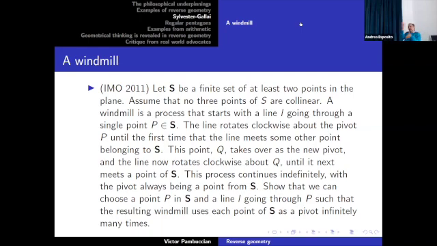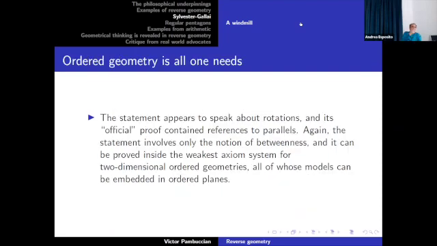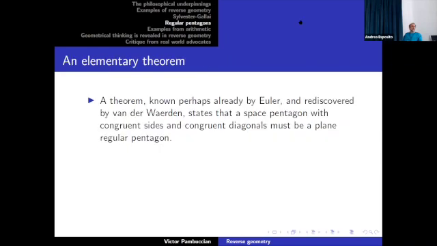Obviously, if it goes once, it will go indefinitely many times. Now, you'd think that this has something to do with rotation and who knows what. Well, you can rephrase all this in ordered geometry and prove it, which is what I did in the paper. So the official proof talked about parallels and things, and no, you don't need any of that. I'll skip to this one. I'll just say the theorem, but I won't go into the details of the proof.